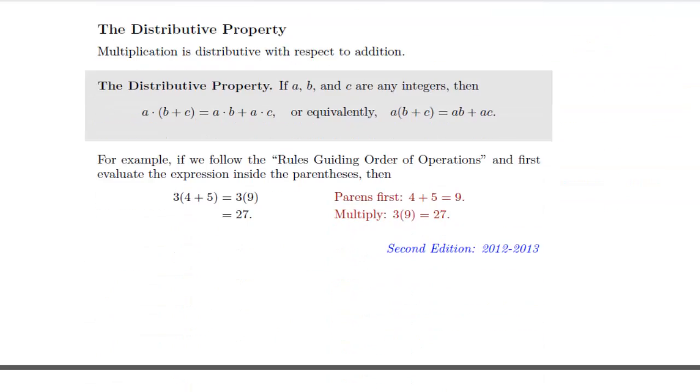The distributive property. Multiplication is distributive with respect to addition. The distributive property is where a, b, and c are any integers, then a times the sum of b and c equals the product of a and b plus the product of a and c.